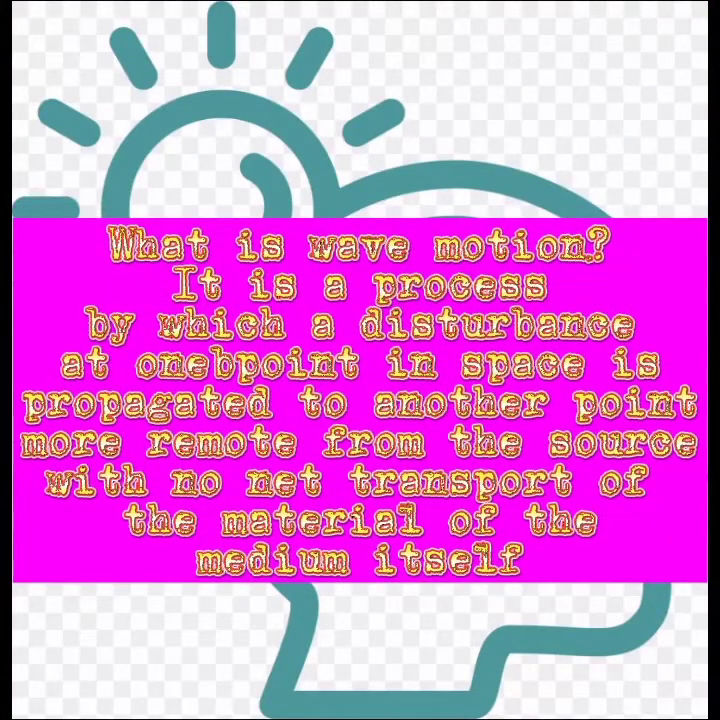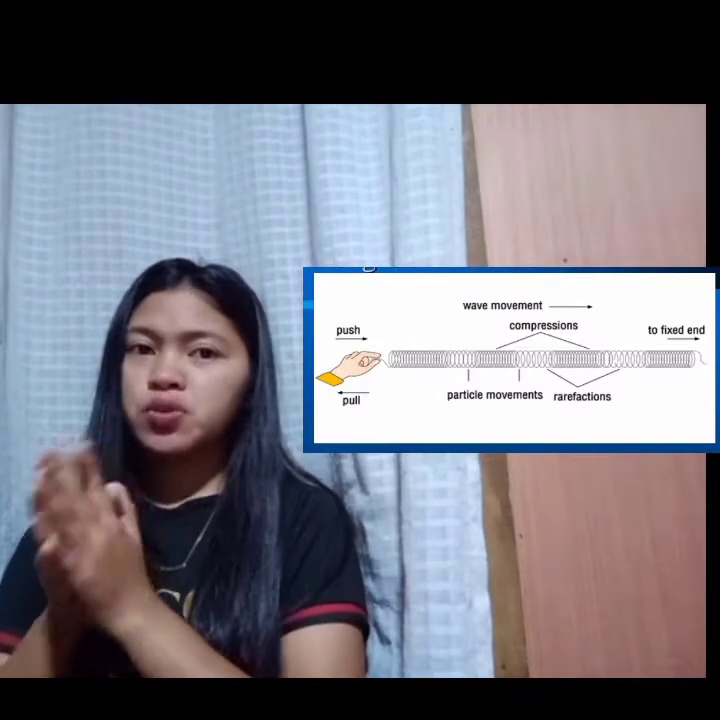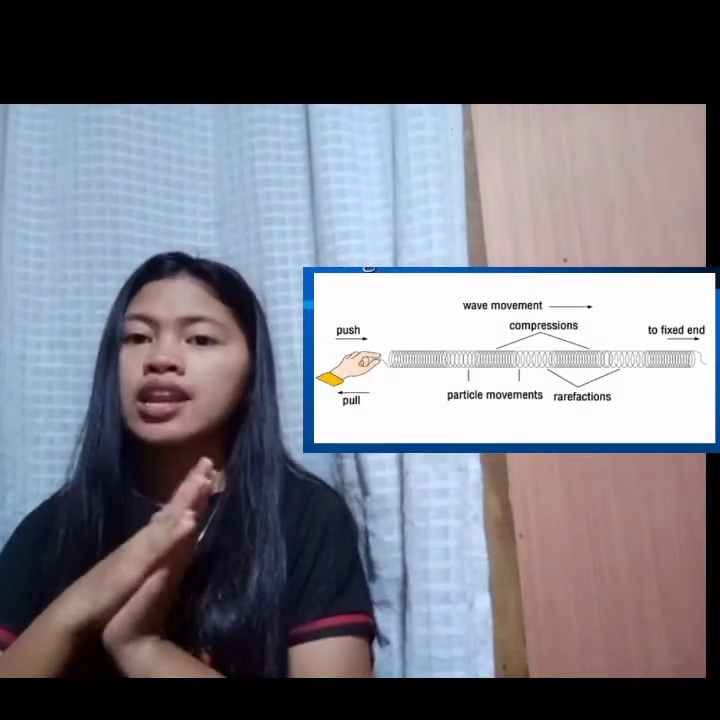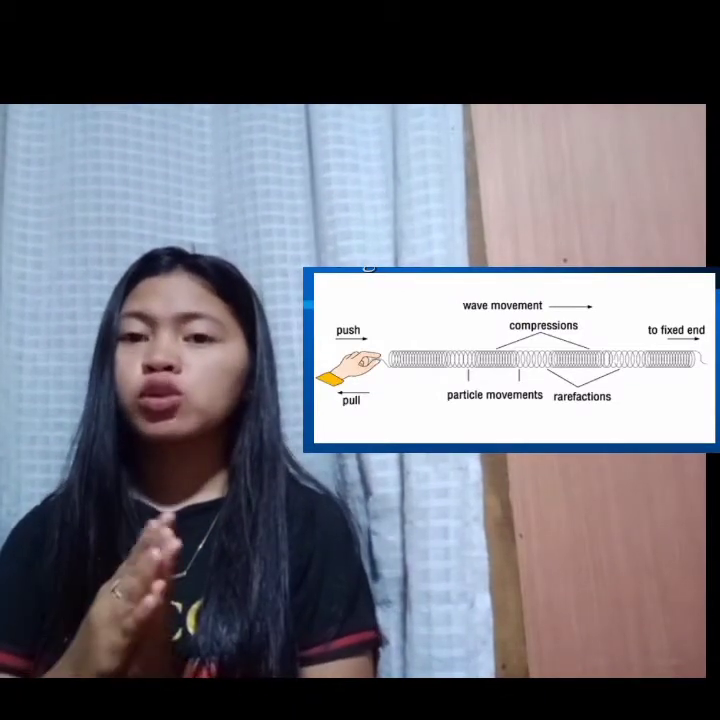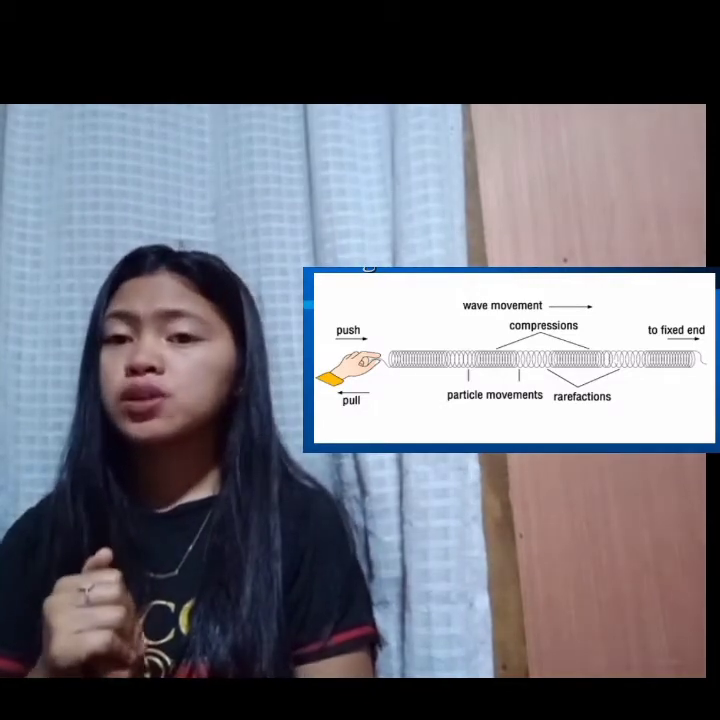Wave motion. What is wave motion? It is a process by which a disturbance at one point in space is propagated to another point more remote from the source, with no need for transport of the material of the medium itself. An example of wave motion is to flick one end of a long string that is under tension and has its opposite end fixed. The pulse propagates along a stretched string.